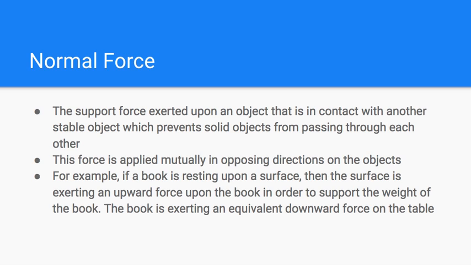Then we have the normal force. This is a support force exerted upon an object that is in contact with another stable object, and this is the force that prevents solid objects from passing through each other. And it is applied mutually in opposing directions of the two objects. So, for example, to help you understand, if a book is resting upon a surface, then the surface is exerting an upward force upon the book in order to support the weight of the book. But the book is also exerting an equivalent downward force onto the table.